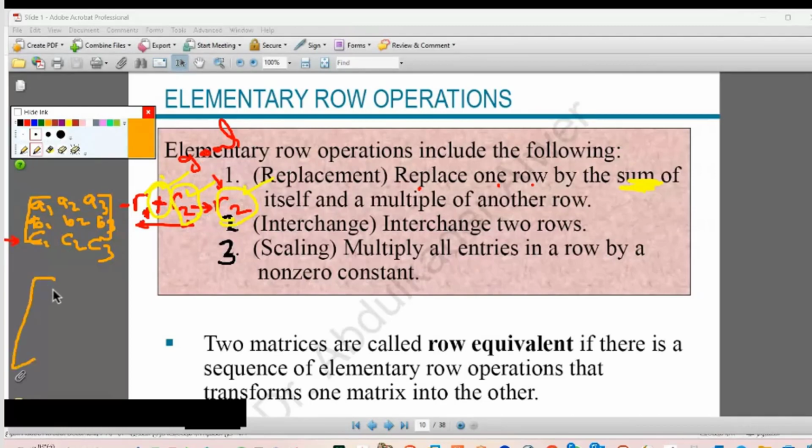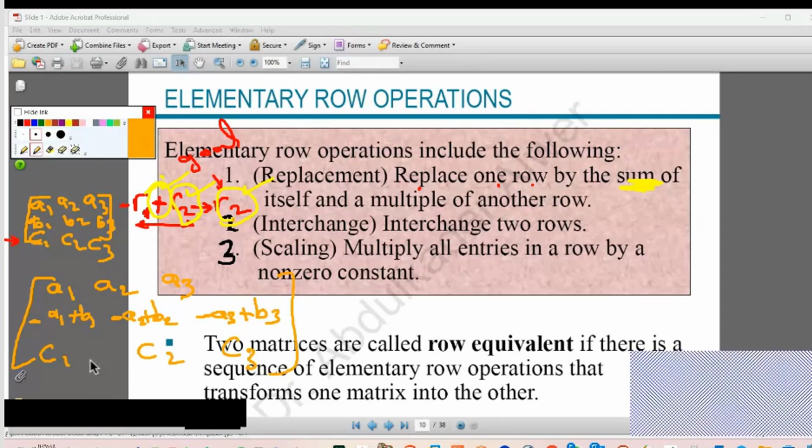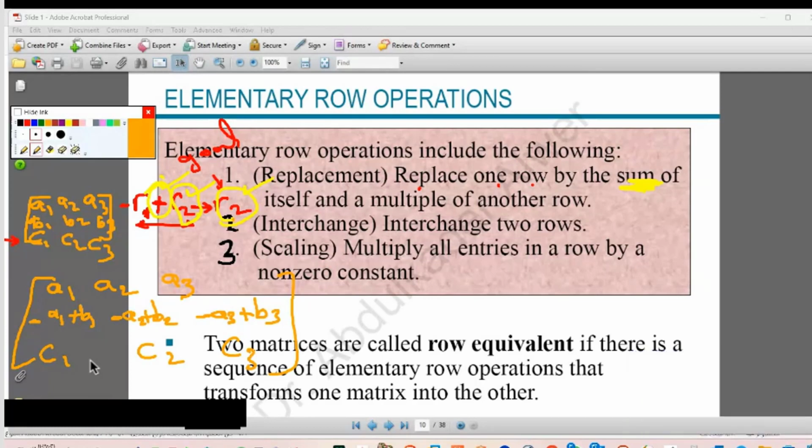No change in R1: A1, A2, A3. I'm working with R2. So minus R1: minus A1 positive B1, minus A2 positive B2, minus A3 positive B3. No change in R3, so it's C1, C2, C3. Got it or repeat? It's clear or repeat? Okay, others.